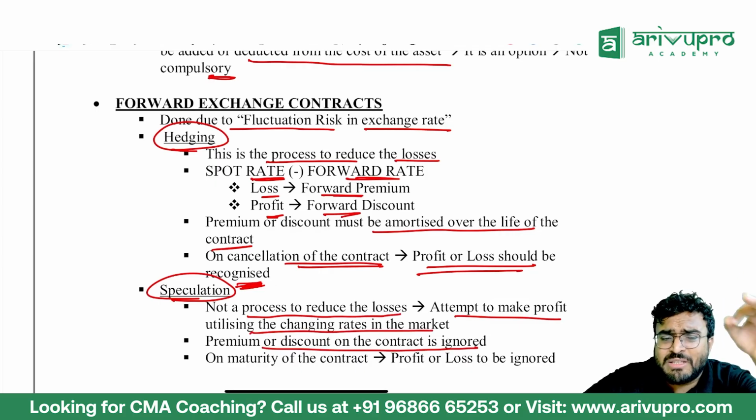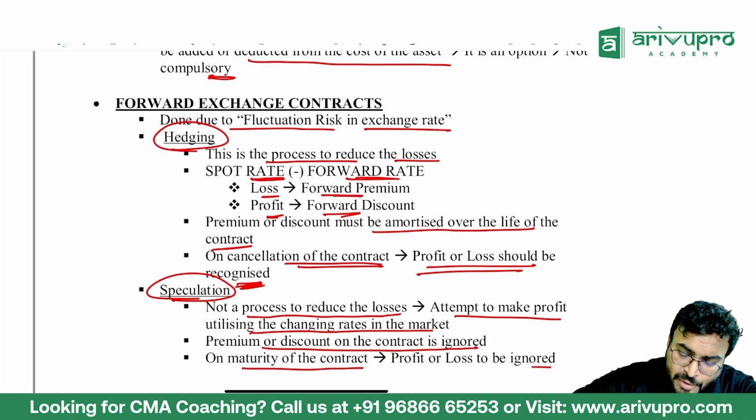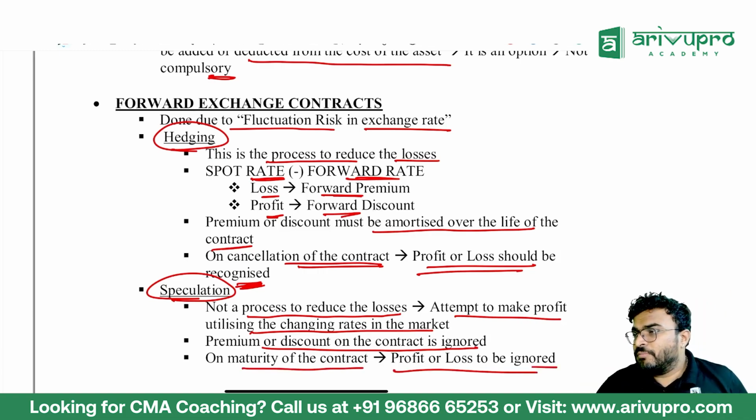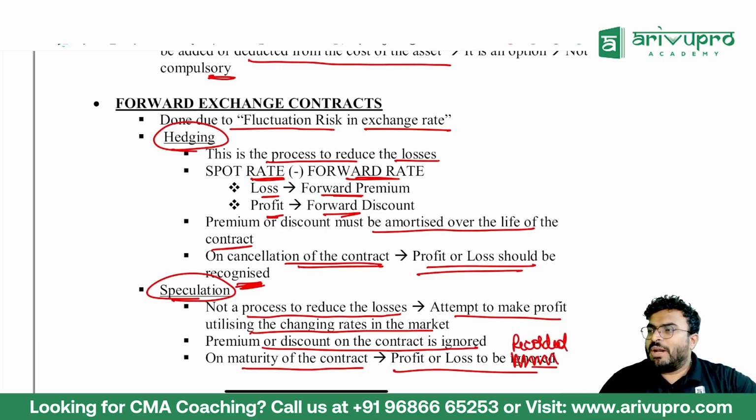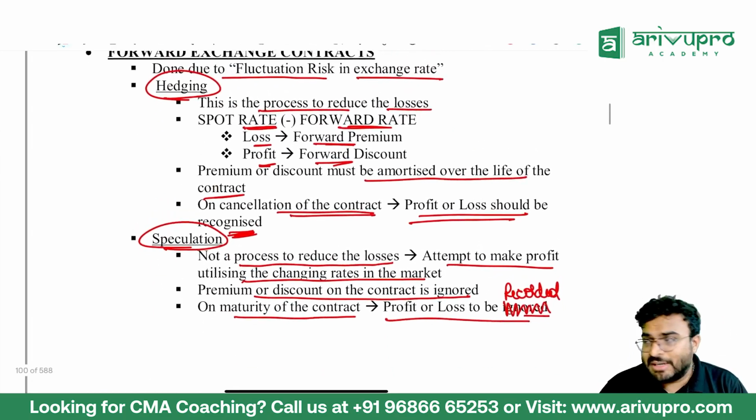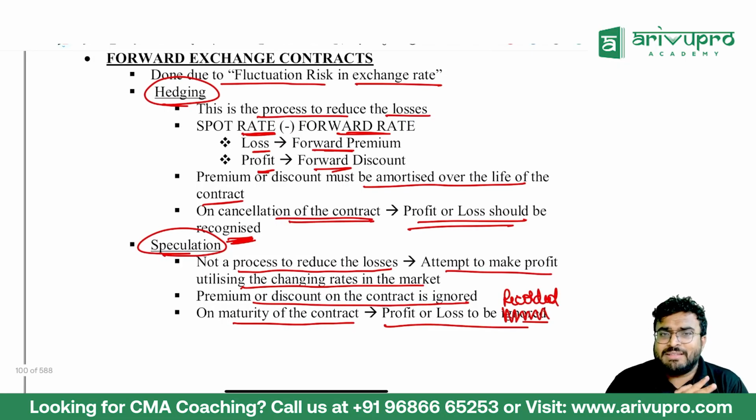Now, speculation means if you make profit, record it. If you make loss, record it. On maturity of the contract, profit or loss to be recorded. When you get the money or when you make the profit, that time you record it. This is your AS11 quick revision. Clear, guys?